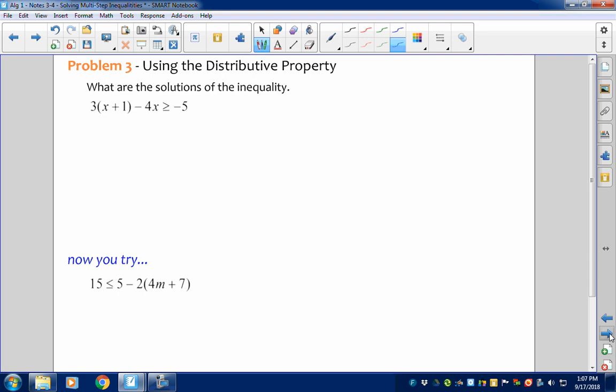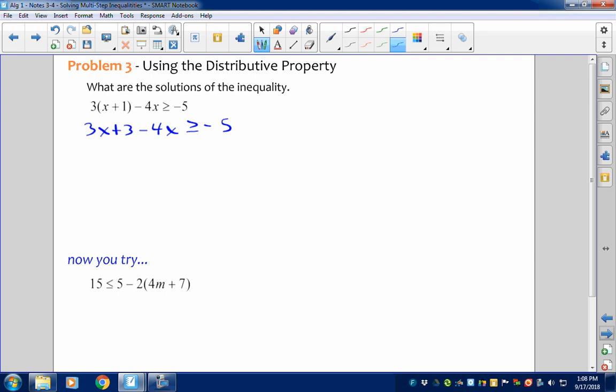All right, so distribute here. We're on problem 3 right now. So we're going to distribute first. So we've got 3x plus 3 minus 4x greater than or equal to negative 5. That's the first step of 4. There'll be 4 steps on this one.